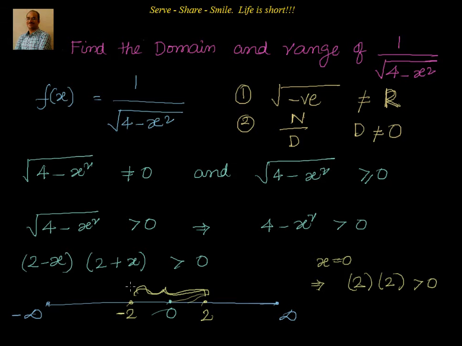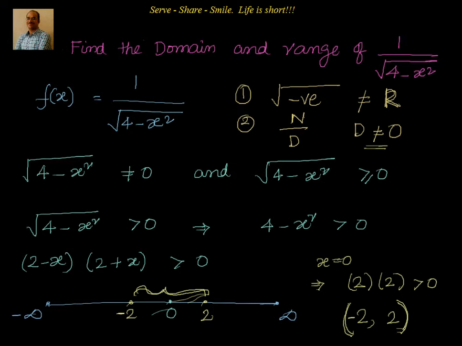So the domain will be nothing but minus 2 comma 2, but boundaries are not included, because if I substitute minus 2, it will become square root of 0, which is 0. I cannot have the denominator equal to 0, and also I cannot have a negative value in the square root. So minus 2 to 2, with the boundary not included. It's not a rectangular bracket, it's a curved bracket.